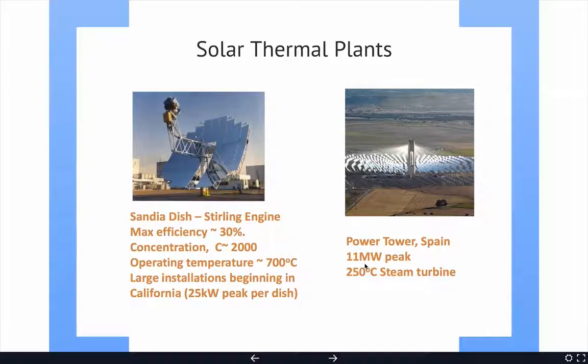These systems can be massive. This one is 11 megawatts, but these areas are very big as well. We're talking about several miles in diameter.